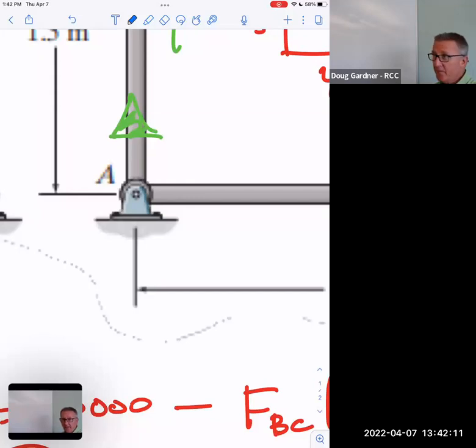Notice it's pin connected and bolted to the ground, so it would not resist rotation. It appears, and this isn't part of the problem, that it has a bolt going through, which means it would rotate. So it's not resisting moment, but it would resist X and Y. So I'd have a force in X and a force in Y.